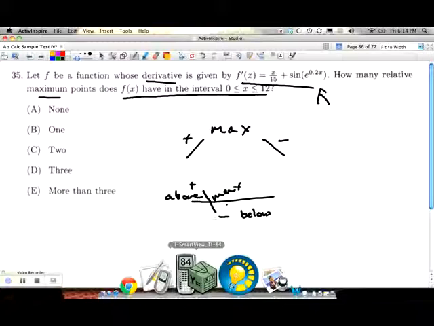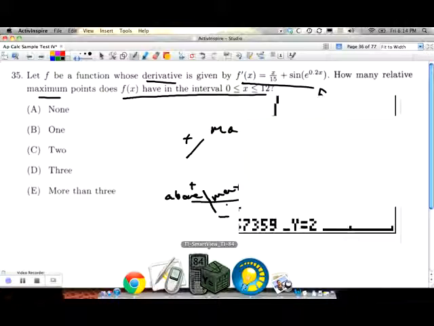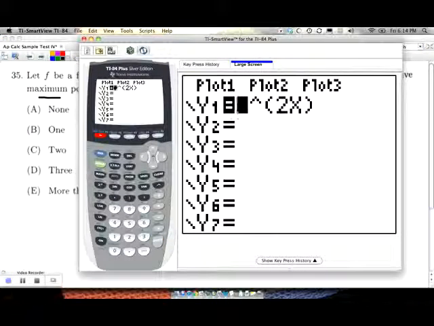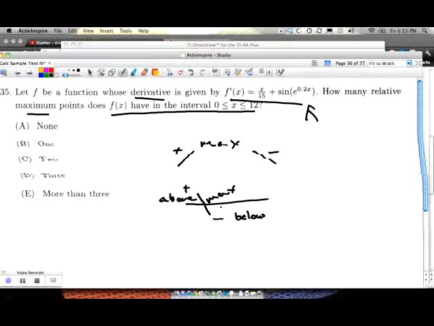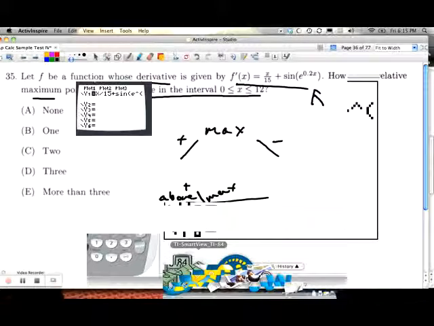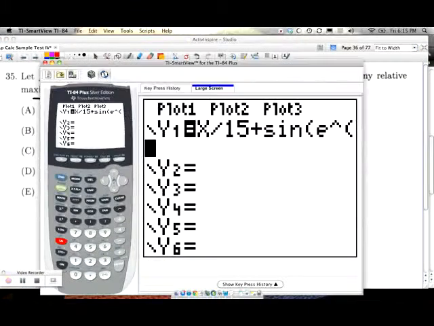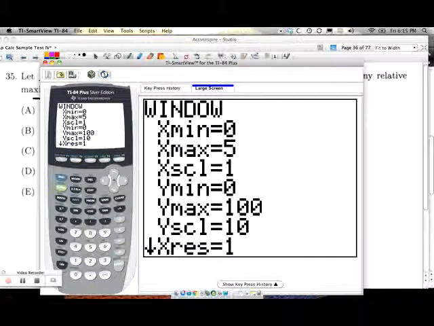So I got to graph that and see what happens on the interval from 0 to 12. So I have the graph. Looked like it said x divided by 15 plus, and what do we have here? Sine. Wow, that's an embedded function there. Sine of e to the 0.2x. Close that off, close that off. And we're going from 0 to 12, so I'm going to change my window. I'm going to go from 0 to 12.